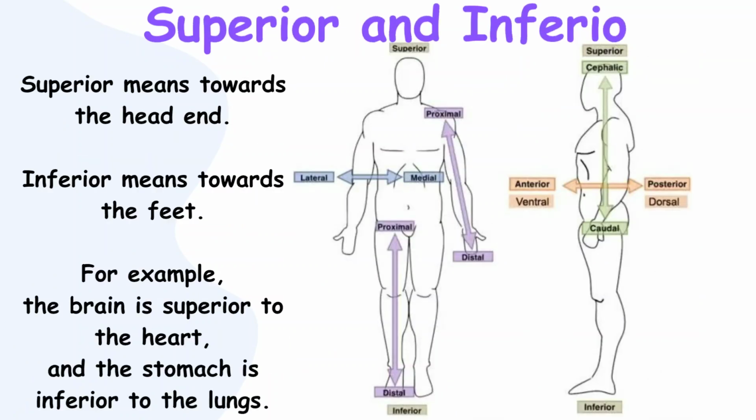Superior and inferior. Superior means towards the head end. Inferior means towards the feet. For example, the brain is superior to the heart, and the stomach is inferior to the lungs.